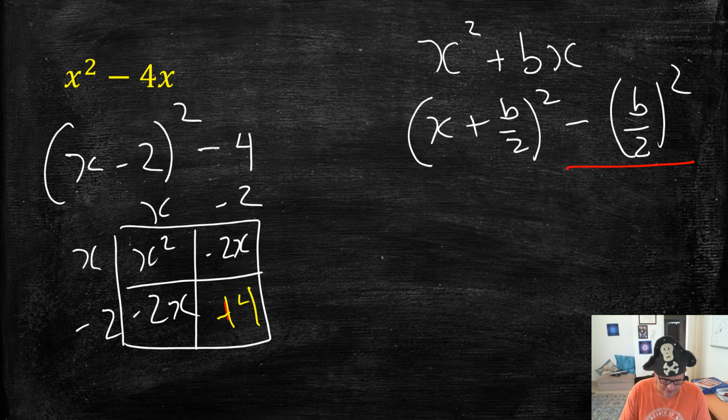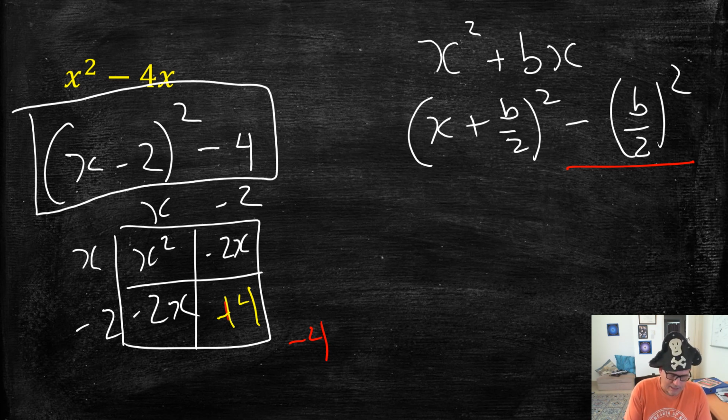But if I add 4 positive tiles, what did I need to do? I also needed to add 4 negative tiles. That's where that negative 4 is coming from. So this rule will always work. Again, you can always check it, expand this, and you should get x squared minus 4x.